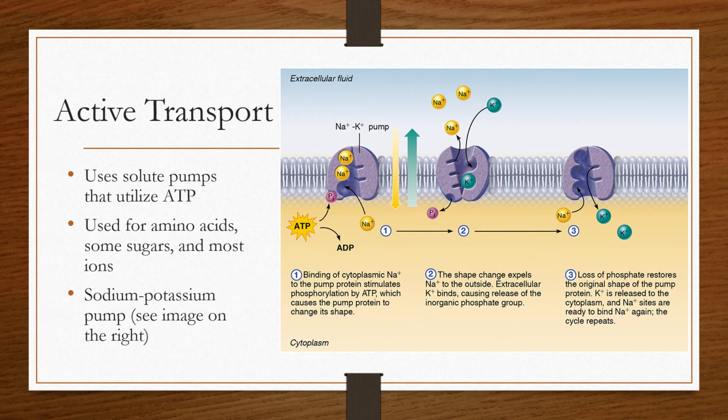There are more sodium ions outside of the cell than inside, so those inside tend to remain in the cell unless the cell uses ATP to force or pump them out. ATP is split into ADP and one inorganic phosphate, and the phosphate is then attached to the sodium-potassium pump in the process called phosphorylation.